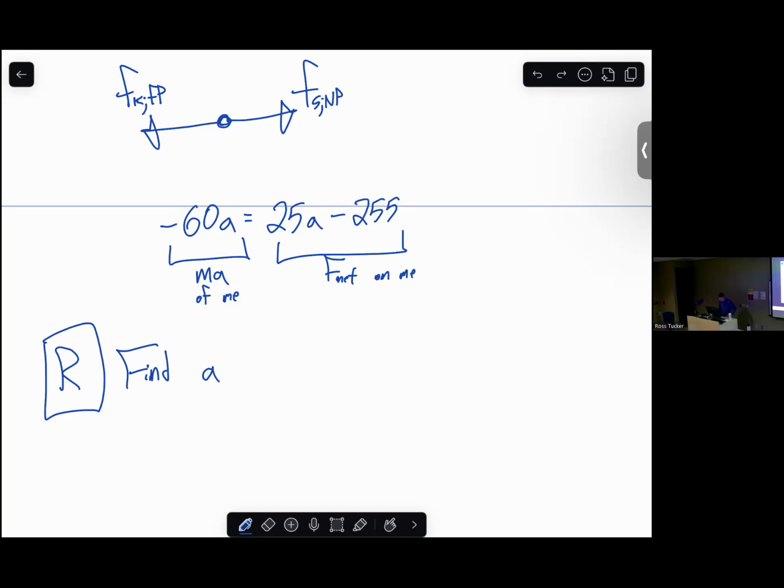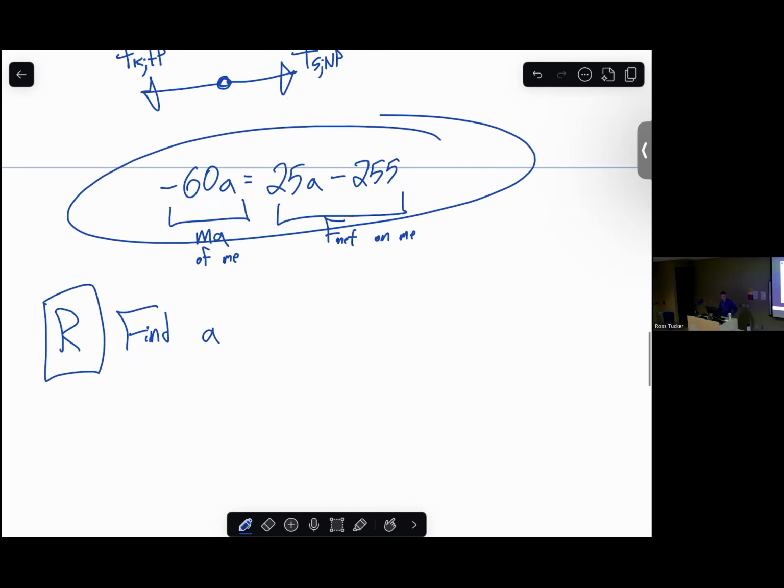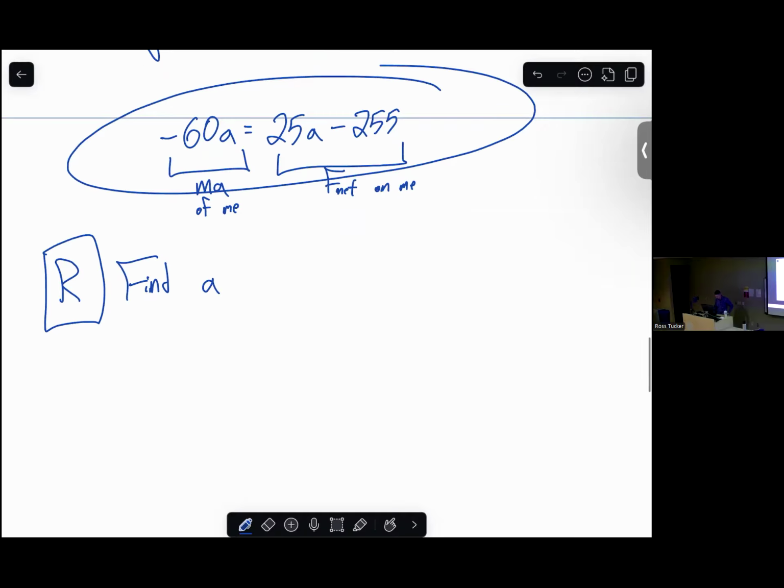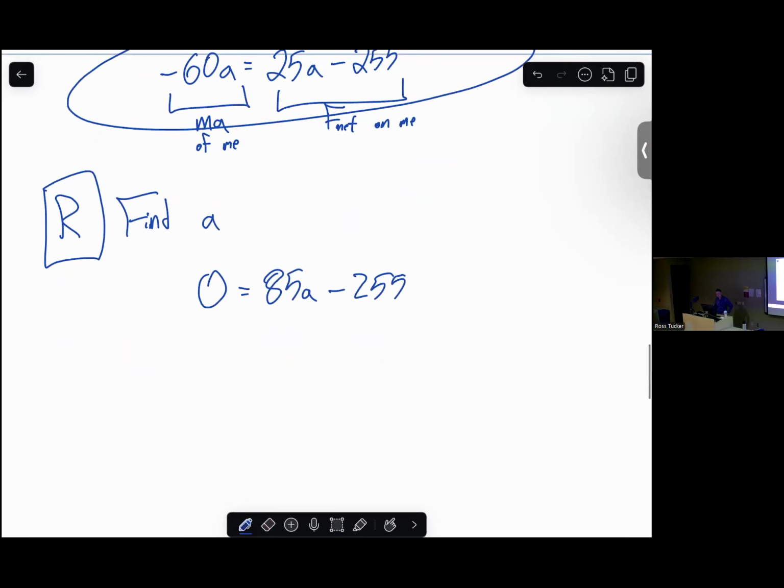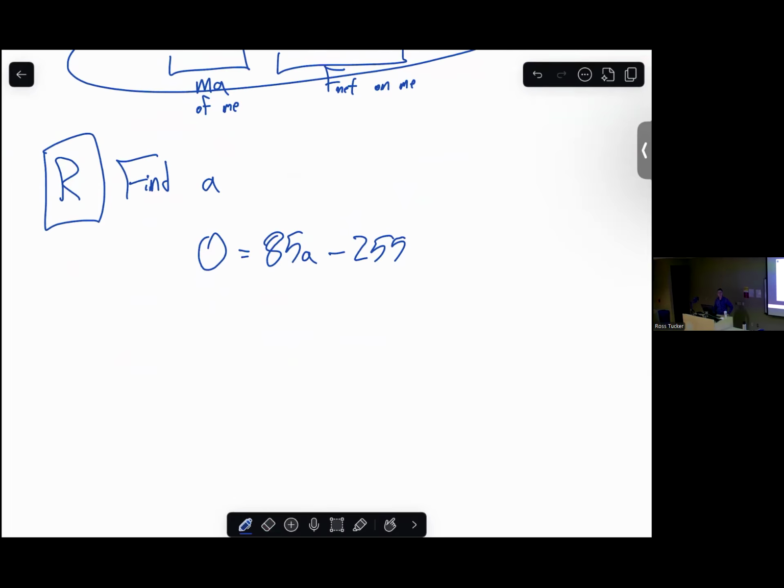Okay, and here's how to solve the algebra. If I have a's on both sides of the equation, I want to get the a's together so they can make lots of a babies. If I've got negative 60a and 25a on the other side, I would add 60a to both sides. 60a plus 25a is 85a. I don't want the 85. I'm going to add to both sides to get 255 equals 85a. Then if I want to get rid of the 85, I divide both sides. 3 meters per second squared.